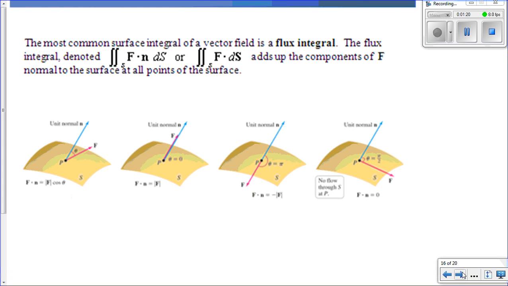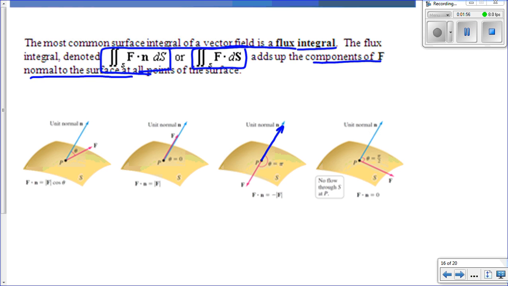The most common surface integral of a vector field is called a flux integral. What we're looking at is movement, due to a vector field, through the surface, so it's going normal to the surface. That's why we're interested in just the flux integral. The notation for that is the double integral of F dot n dS, or simply F dot dS if you leave the n off. All we're doing is adding up the components of the vector field F that are normal to the surface at all points on that surface. So we'll be working with the flux integrals.